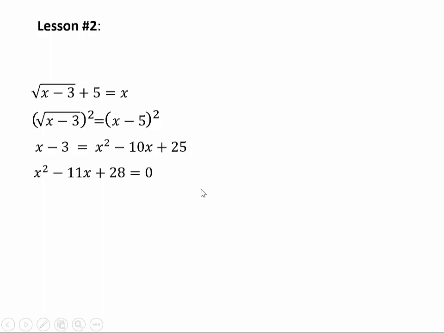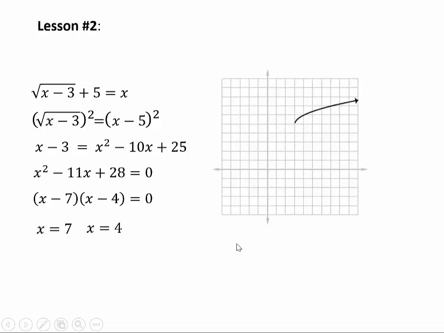And in this case, I believe this is factorable. Yep. So that factors into x minus 7 and x minus 4. If it wasn't factorable, I could always use the quadratic formula. So we have an x equals 7 and an x equals 4. But don't circle those yet, because here's where the lesson comes in.